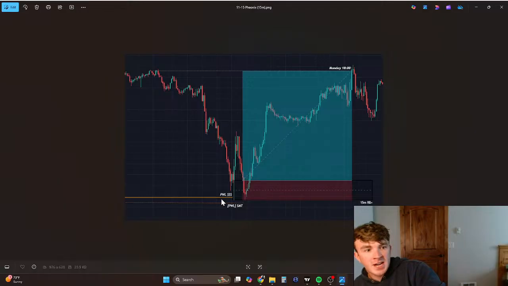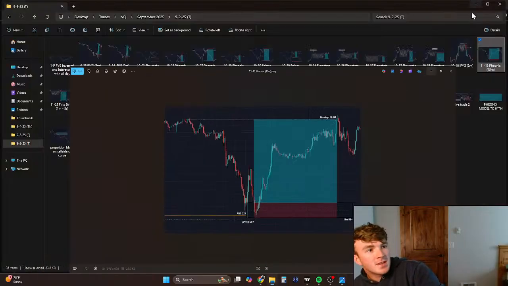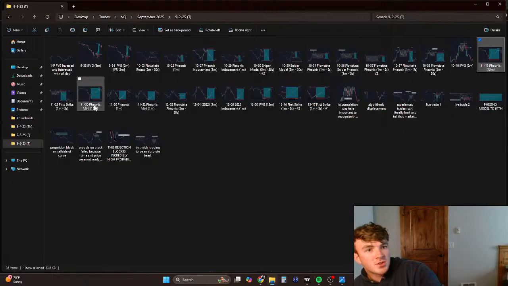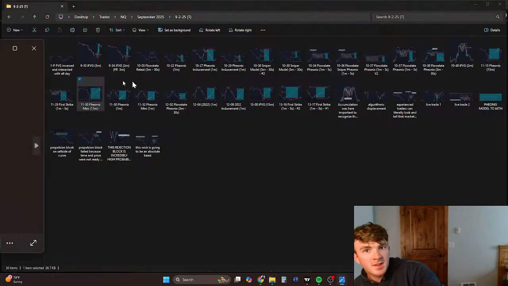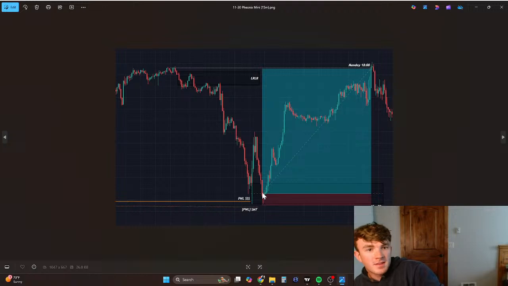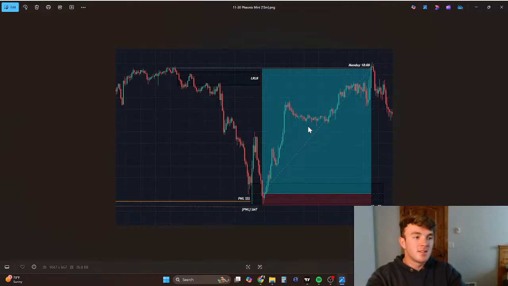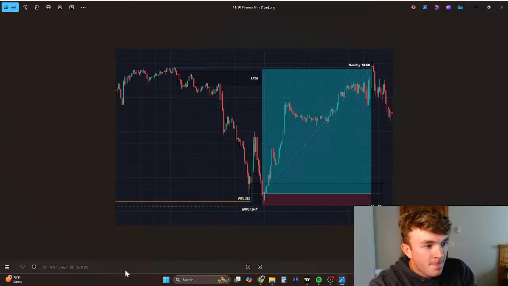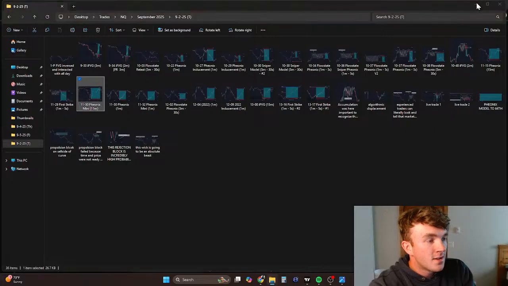And you can get these crazy high RR trades. But another way you can do this is you can enter at consequent encroachment, and then you get double the RR. And this is gonna be twice the RR every single time, and half the risk. Kind of cool, right? So that's a Phoenix Mini where you enter at consequent encroachment.